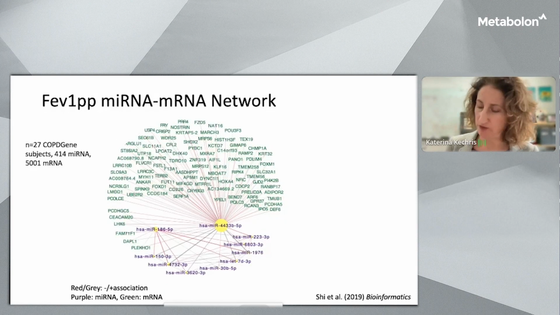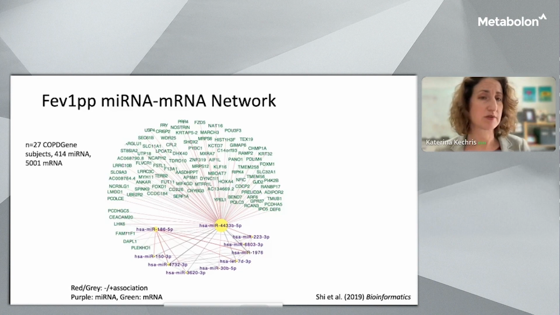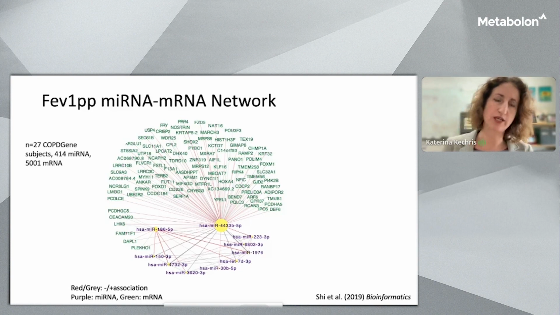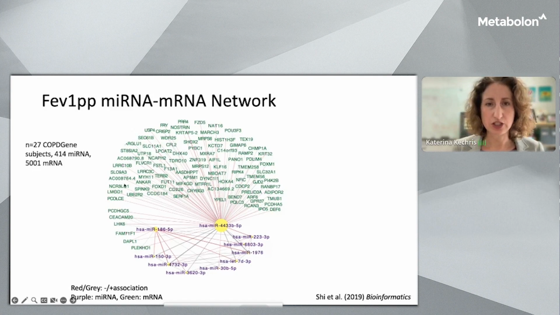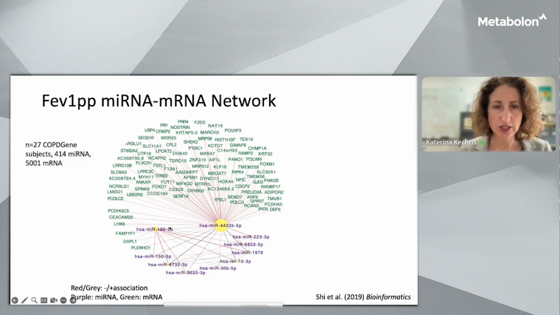So going back to that motivating data set, we had a relatively small number of subjects, 27 COPD subjects. We had microRNA and messenger RNA, and after some filtering, we got down to about 400 microRNA and 5,000 messenger RNA, and this was all in blood. This was the network that came out to be the strongest. You'll see in green are the genes, the gene symbols from the messenger RNA, and in purple are the microRNA identifiers. Then you have positive or negative associations denoted by red or gray.